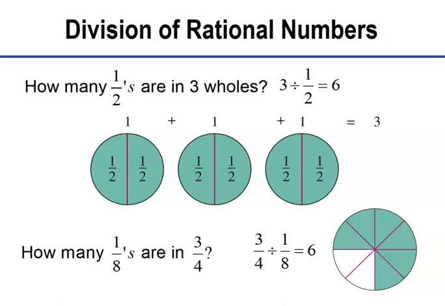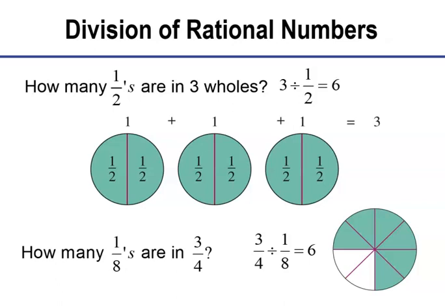So it says how many 1/2s are in 3 wholes. So how do we express that? Well, we draw 3 wholes. They're all shaded in, and we divide them into 1/2s to figure out how many 1/2s are in 3 wholes. And you can count your 1/2s, right? There's 1, 2, 3, 4, 5, 6. So we know that 3 divided by 1/2 is 6.